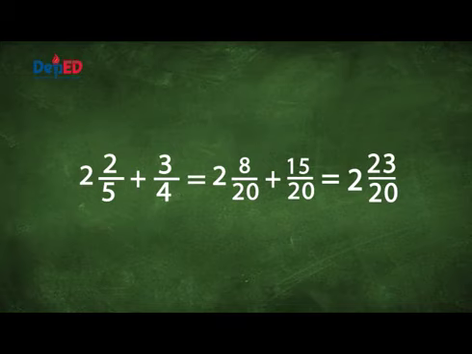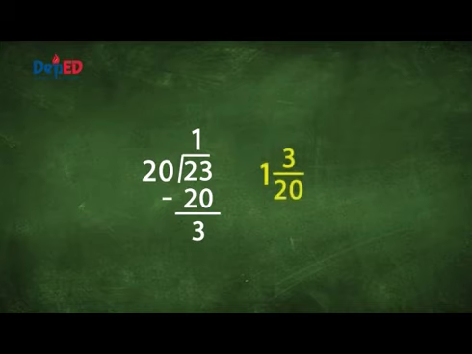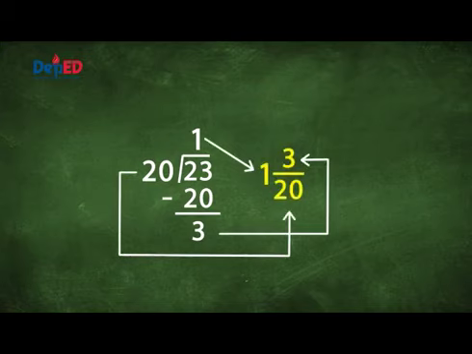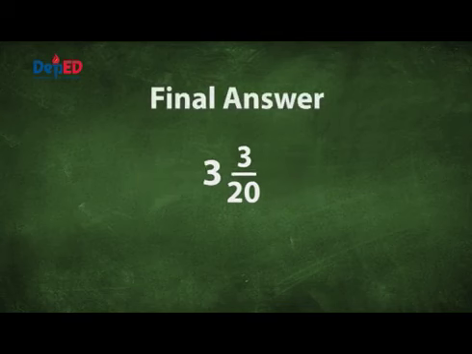Since 23 20ths is an improper fraction, we need to change or rename the answer to a mixed number. Let us recall how an improper fraction is changed to a mixed number. Divide the numerator by the denominator. The quotient will be the whole number, the remainder will be the numerator, and the divisor will be the denominator. Therefore, 23 20ths is equal to 1 and 3 20ths. By regrouping the sum, 2 plus 1 and 3/20ths equals 3 and 3/20ths.